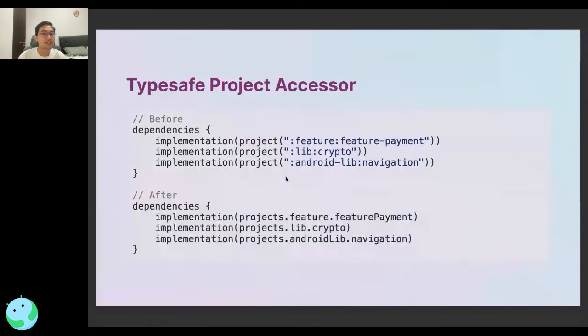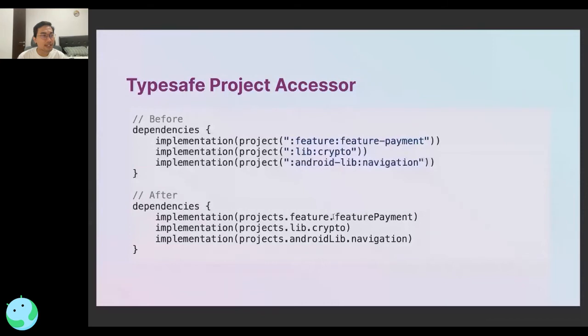Okay, lastly, type-safe project accessors. Type-safe project accessors are pretty self-explanatory if you look at the code before and after. If you enable these settings, you can access the modules by using projects followed by your module name. Same as version catalog, the dash separator, like this, is converted to a dot separator, from feature-payment to feature.payment.